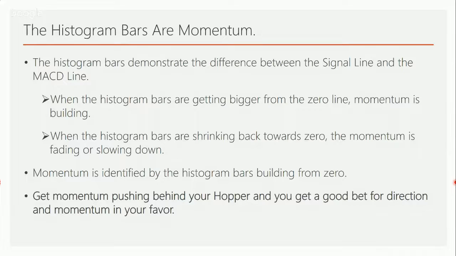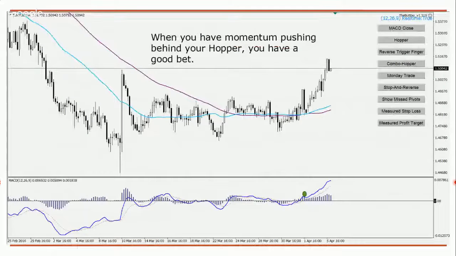Get momentum pushing behind your hopper, and you get a good bet for direction and momentum being in your favor in that moment, at that point in time. So I'm going to show you what that looks like. The ideal situation is when the MACD hops over zero, so it makes a hopper, but you'll notice that it took a few bars before the MACD line got ahead of those momentum bars. When the MACD line is leading and momentum is able to push behind it, we have the best possible visual demonstration of a good time to enter a trade, where you can expect you got the direction and now you have momentum pushing behind you.